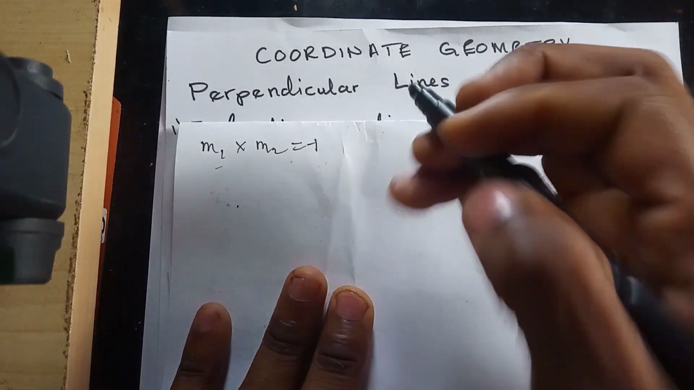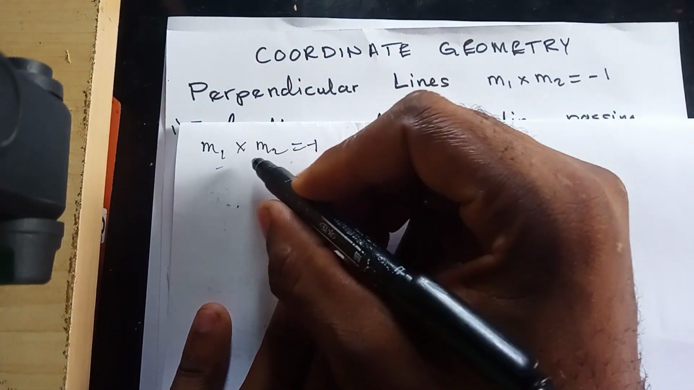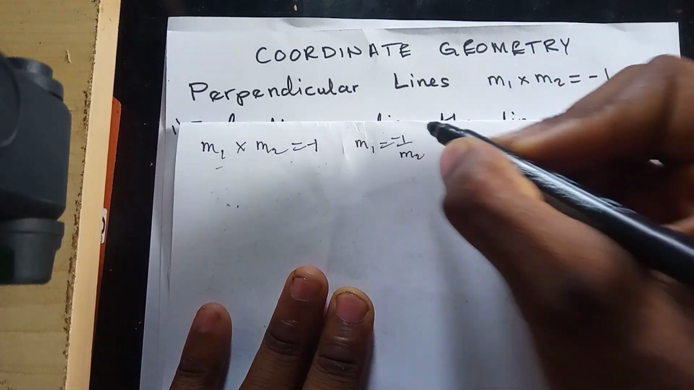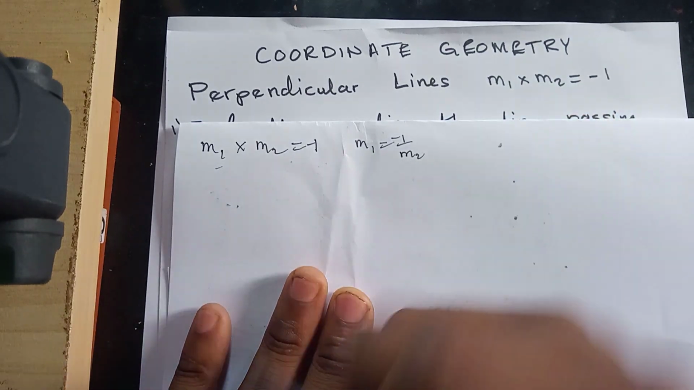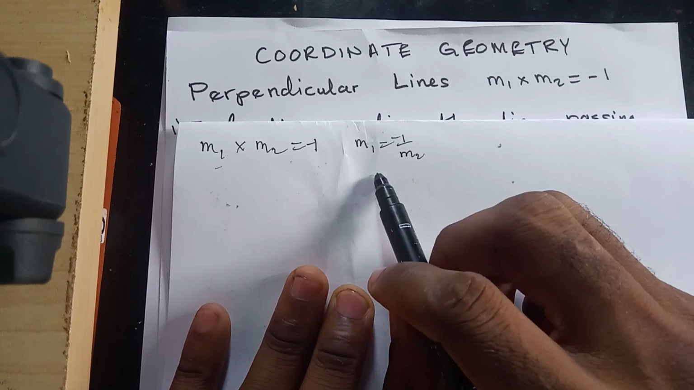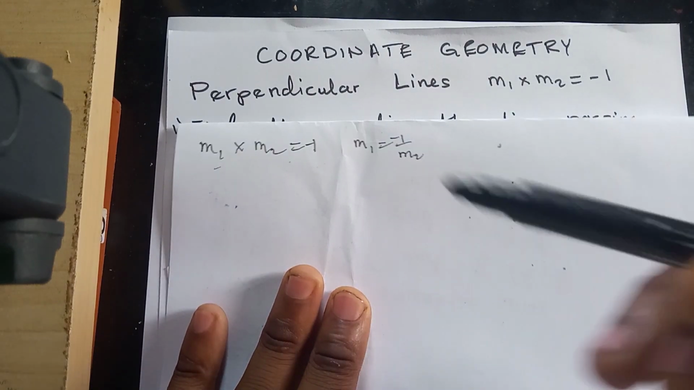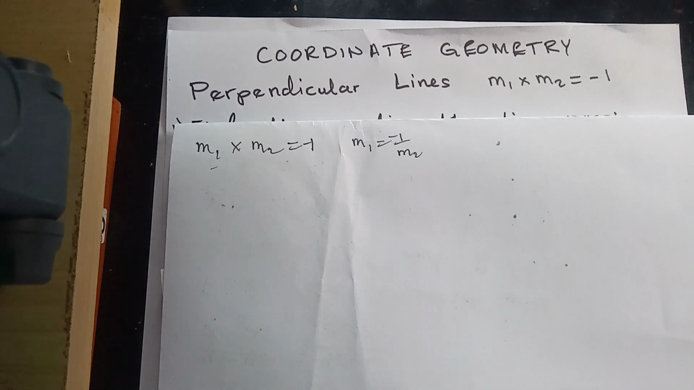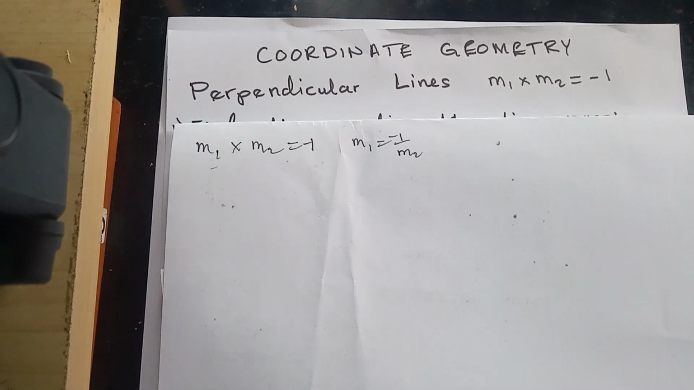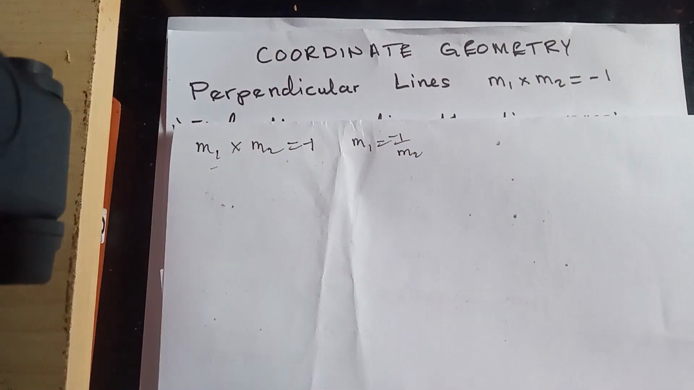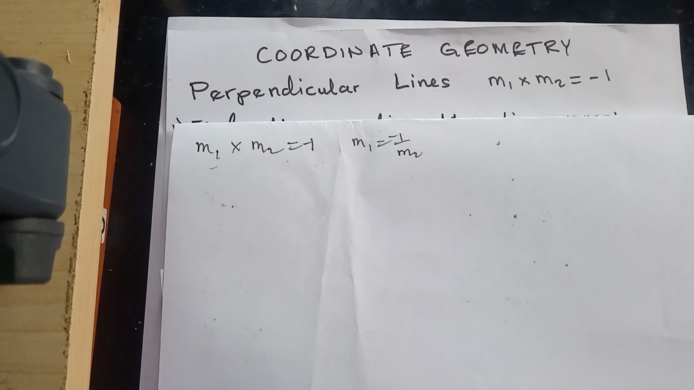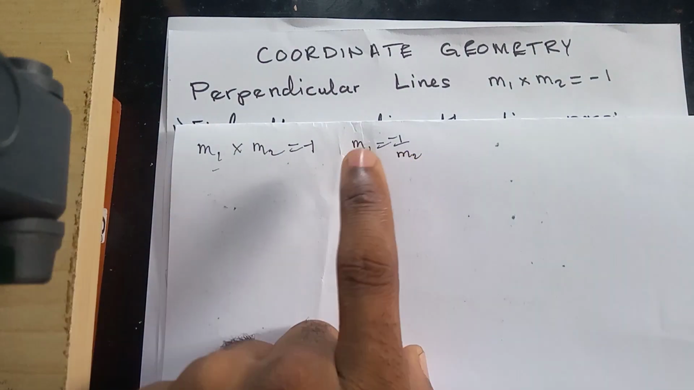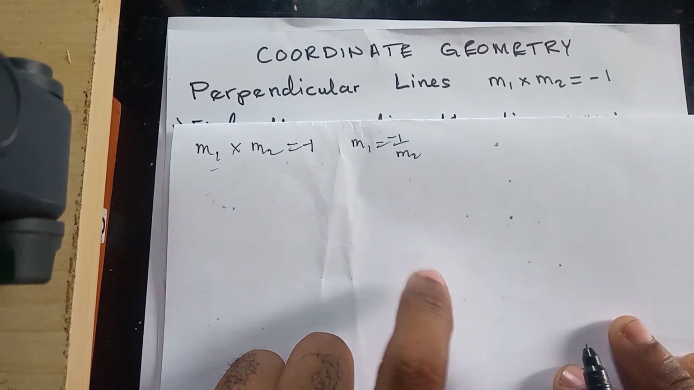So when you make m1 the subject here, by dividing both sides by m2, you have m1 is equal to -1 over m2. So this means when two lines are perpendicular to each other, then their gradients are negative reciprocals of each other. So in a case where you have been given one gradient, you can easily find the other by just getting the reciprocal and negating.